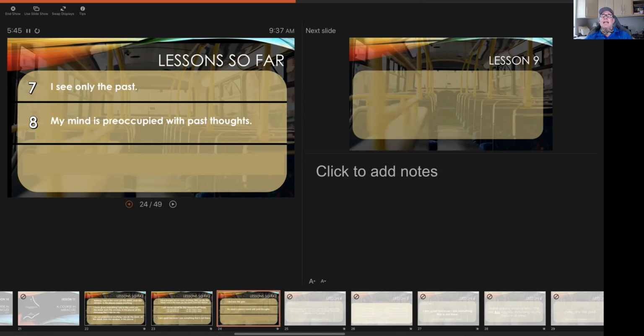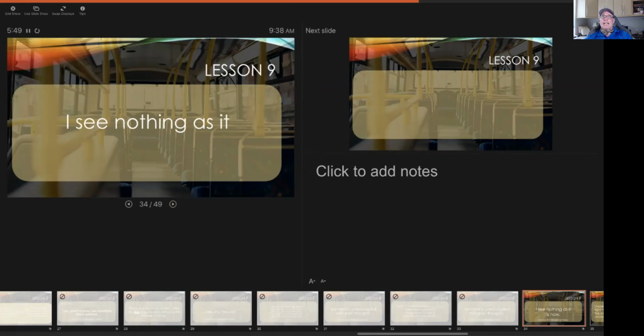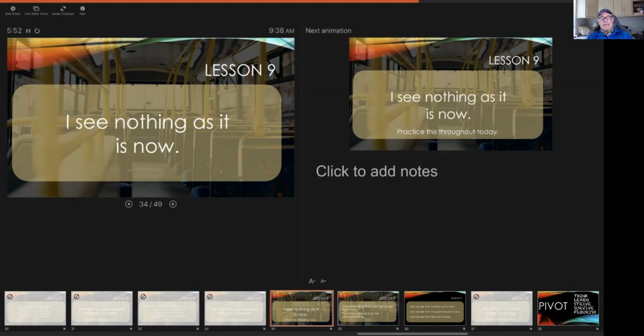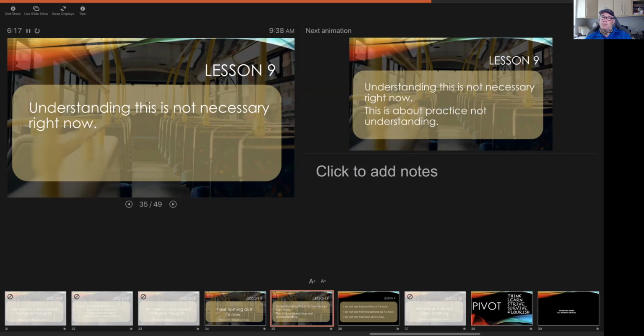I see only the past, and my mind is preoccupied with past thoughts. So this ties into that. I see nothing as it is now. But while you may be able to accept it intellectually, it is unlikely that it will mean anything to you as yet. However, understanding this is not necessary at this point. That's kind of a key distinction. Understanding this is not necessary at this point. So just be with it. That's the idea behind that.